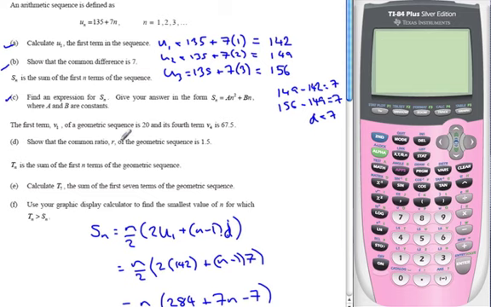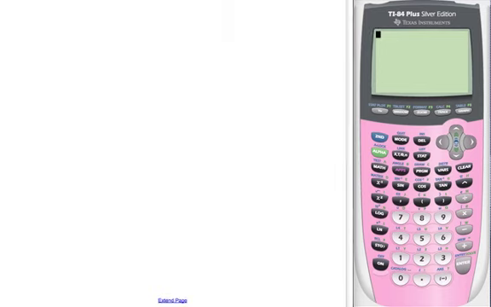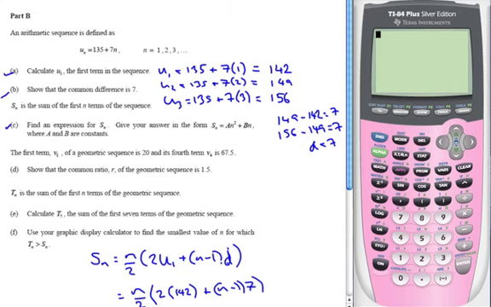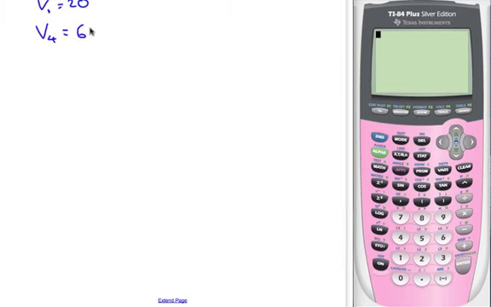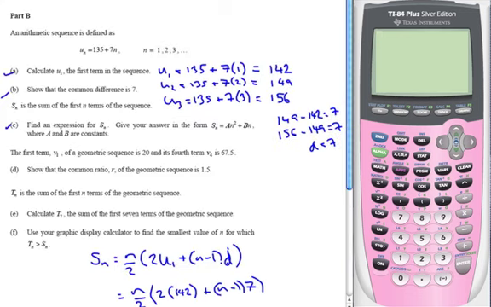Right, next up. The first term of a geometric sequence is 20 and the fourth term is 67.5. Show the common ratio. Alright, let's go on to another page here. So I've got V1 equals 20 and I've got V4 equals 67.5. Okay, so what do I need to show? Just show the common ratio.